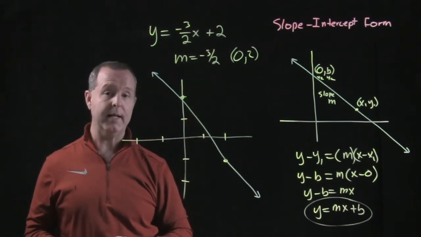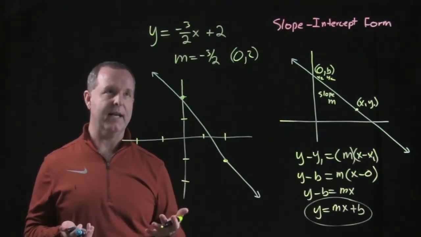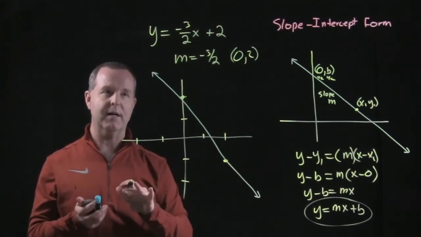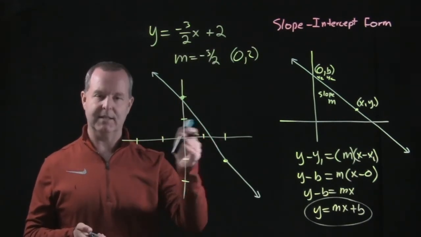I didn't have to plot points. I didn't have to look for intercepts. I was able to use the understanding and the knowledge that we've gained over time. So look for the slope, look for the starting point, and then just map it out.